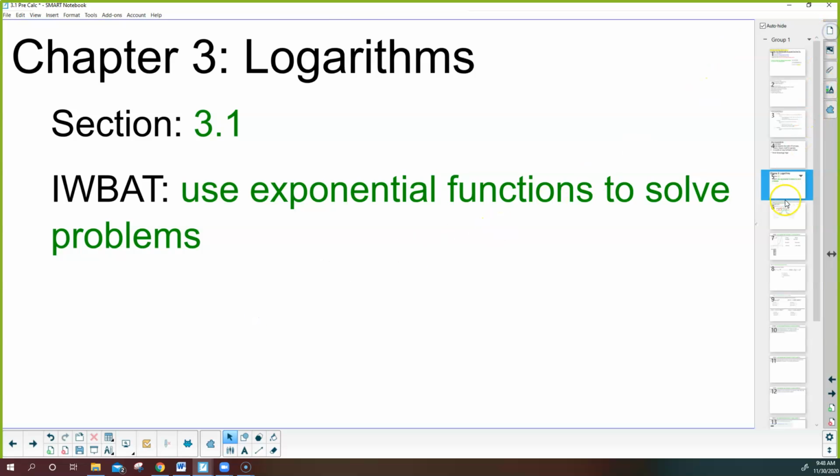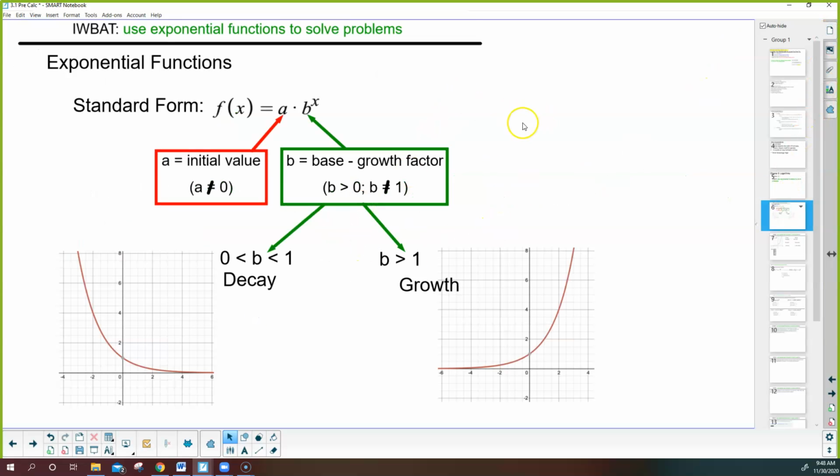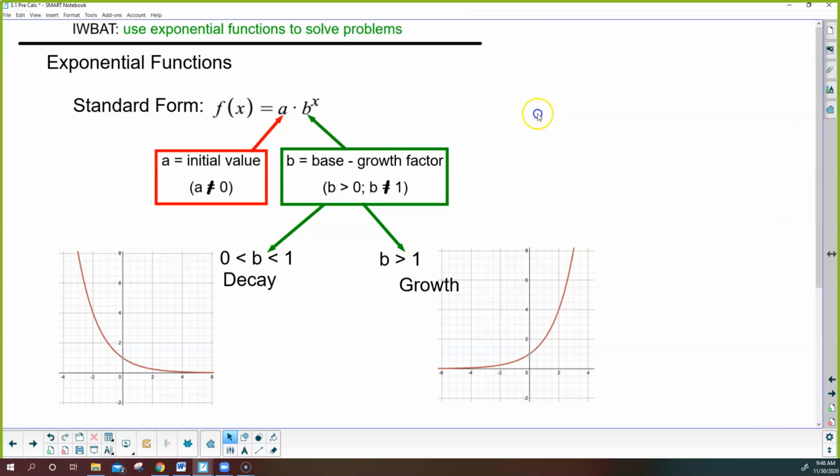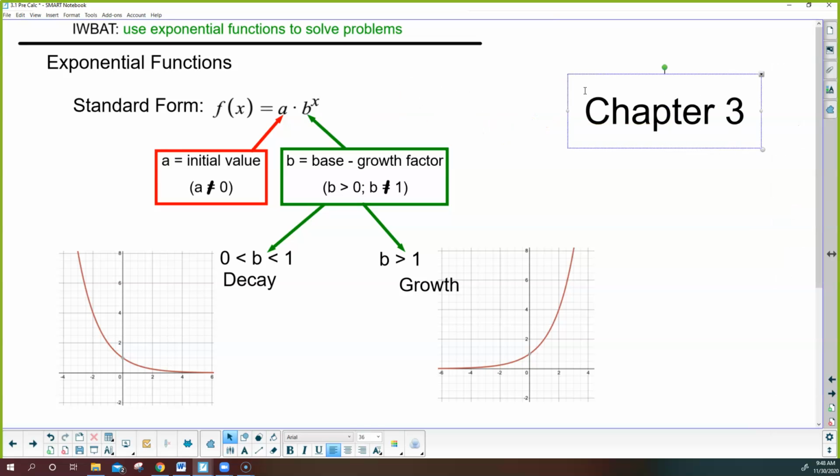All right, we're going to take a little bit of notes, but we're not going to write all of these slides down. I just want you to be aware there's a good amount of slides. But I want you to write this one down and title it Chapter 3, Section 3.1.